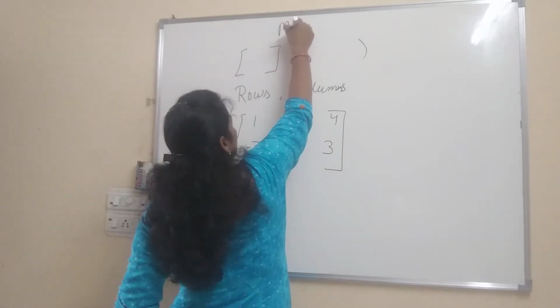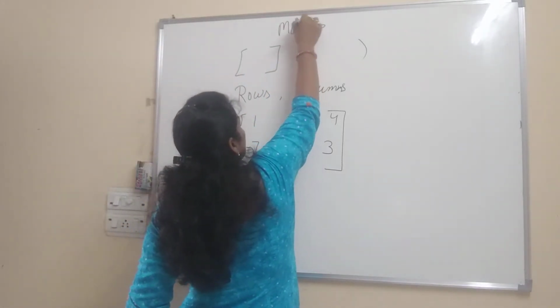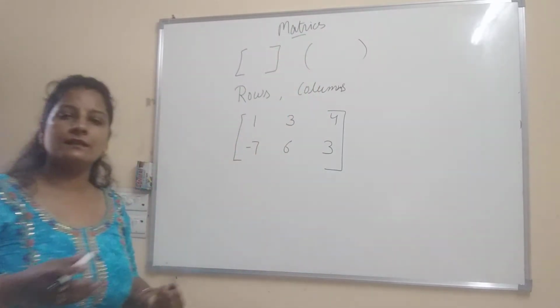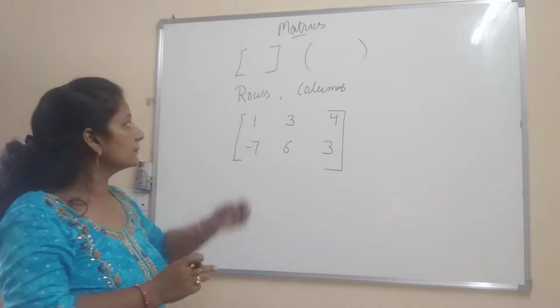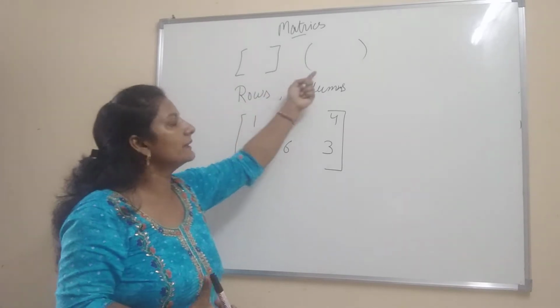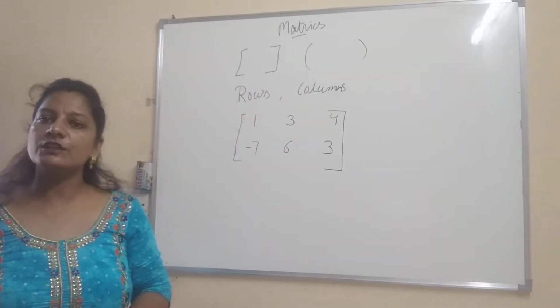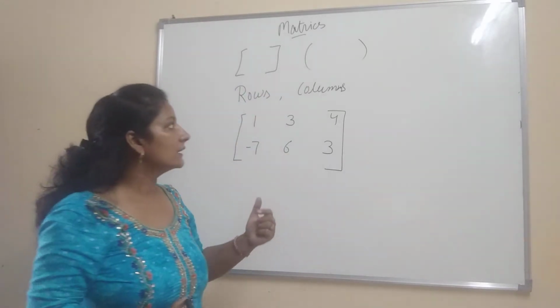Start with the chapter matrices. A matrix is an arrangement of numbers between these two brackets, big brackets or small brackets. An arrangement of numbers is there.